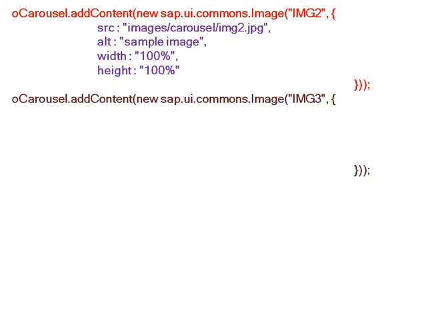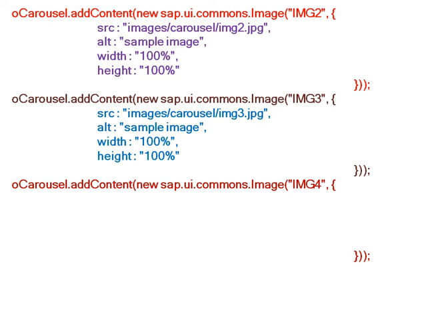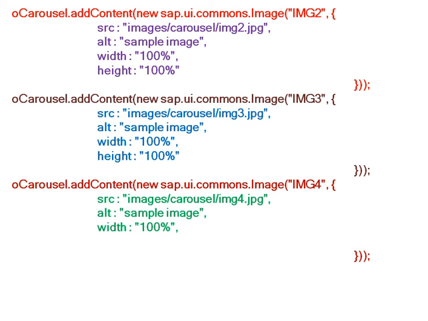Now we add image 3, same source, width 100% and height also 100%. Now we add image 4 with the same source, width 100% and height 100%.